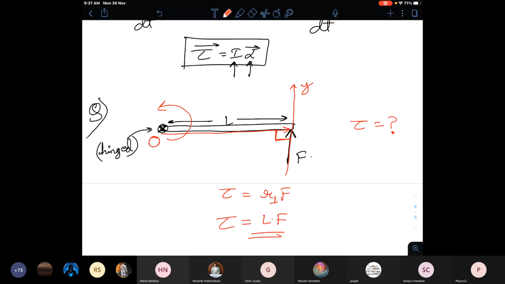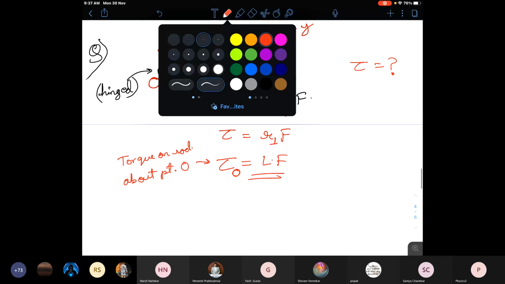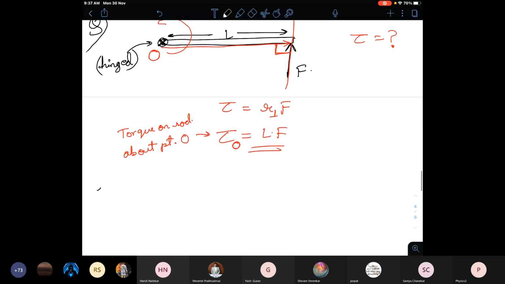This is the magnitude of the torque of the rod about point O. This is how you write it: torque on the rod about point O. So this is how you calculate torque when linear values are given to you. Okay, let's see another example. Very easy. Torque is a very easy thing.